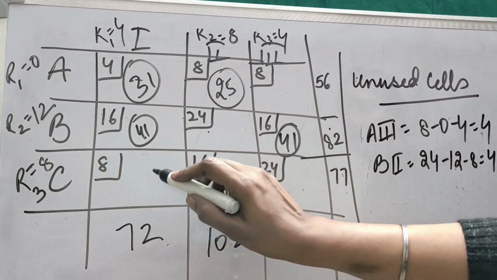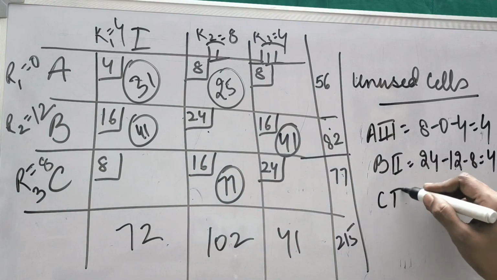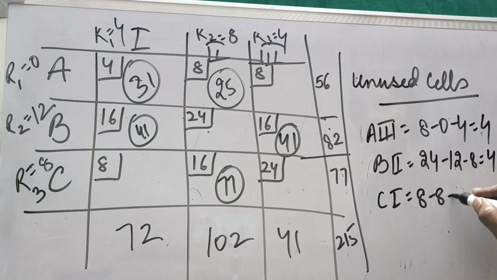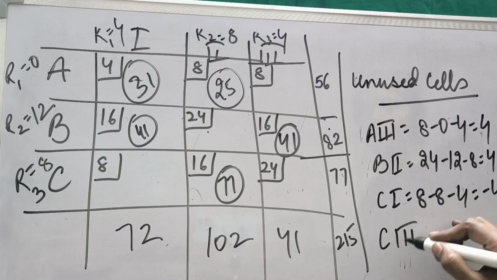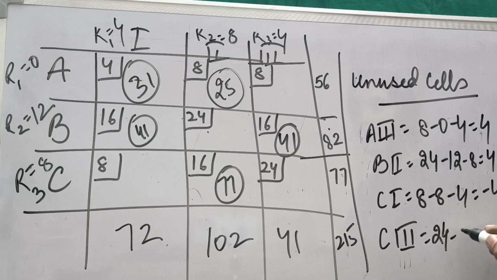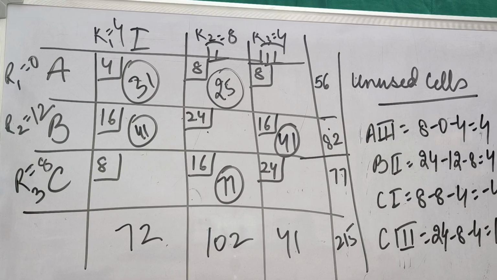Now again this is the unused cell, C1. 8 minus 8 minus 4. This comes out to be minus 4. And this is the last cell, that is C3. This value will be 24 minus 8 minus 4. And the value comes out to be 12. So out of these 4, is there any negative value? Yes. It means there is still a chance to reduce the cost further.